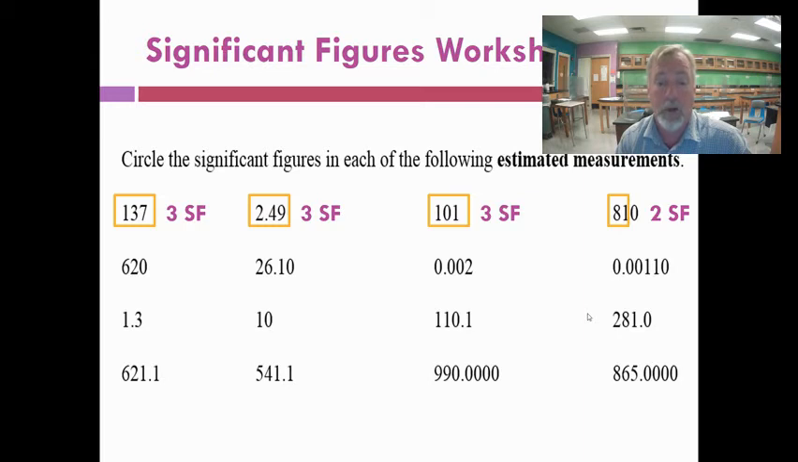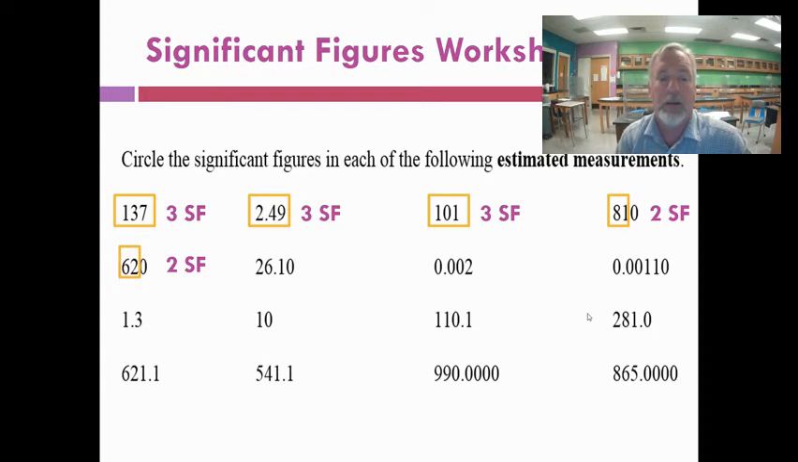Okay? I want you to try the rest of these. Please try the rest of these and then look at the answer key that I have included in today's notes. Oh, actually, I'm going to do a few more, sorry. 620, right? Again, we have a trailing zero, no decimal. That means no count, only 2 sig figs here.